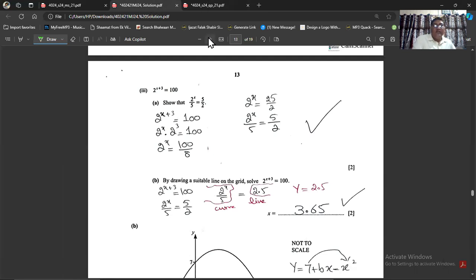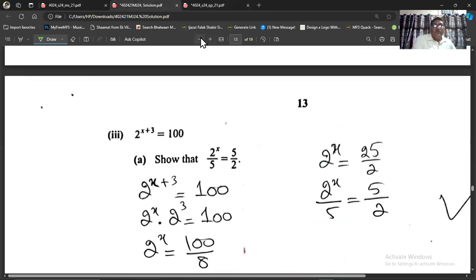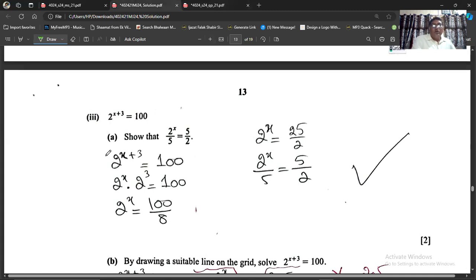So here we go. 2 raised to power x plus 3 is equal to 100. So this is 2 raised to power x into 2 raised to power 3 equals 100. 2 raised to power 3 is 8, so take it to the other side. So 2 raised to power x is equal to 100 by 8. They can be cancelled with the 4. So 2 raised to power x is equal to 25 by 2. So 25 is 5 multiply 5. Take one 5 to this side. So 2 raised to power x divided by 5 will be equal to 5 by 2.